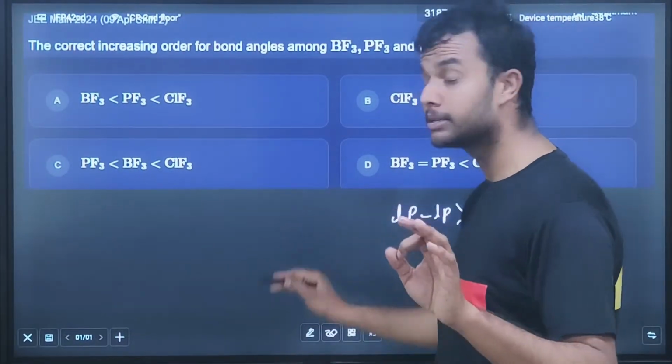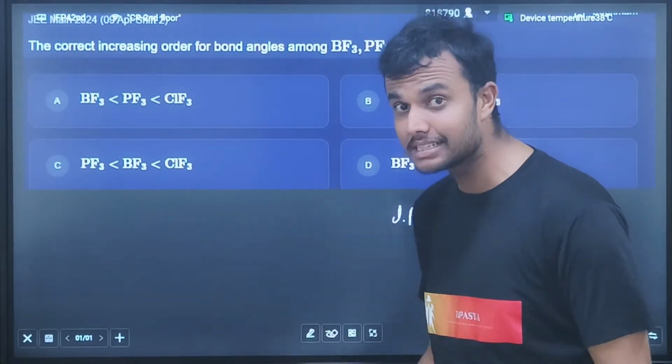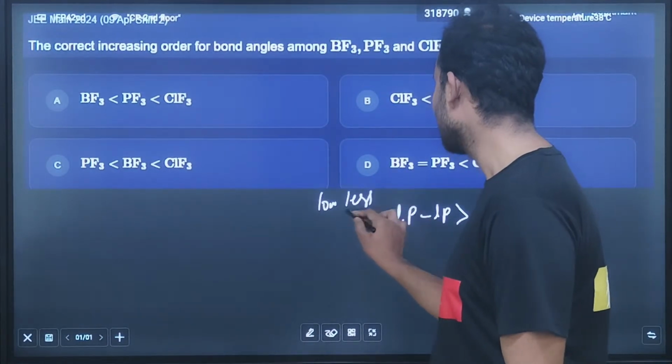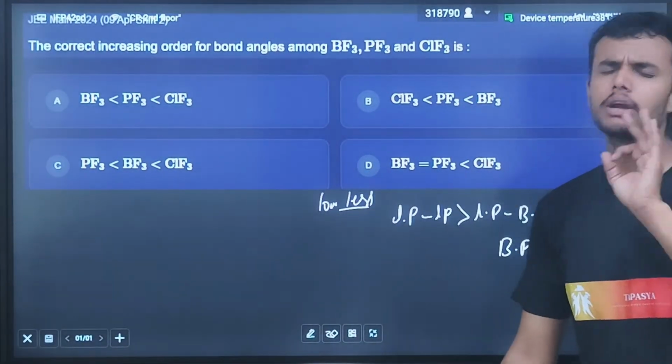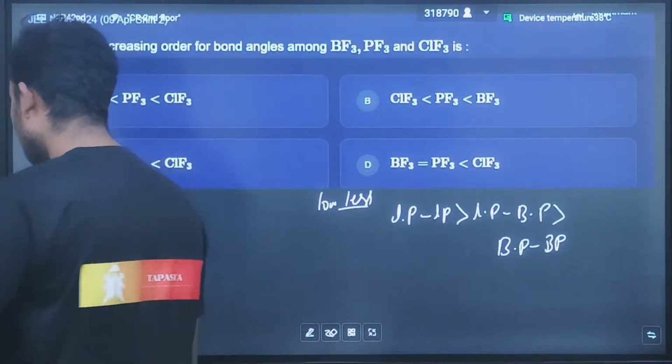The more lone pairs of electrons there are on the center atom, the lower the bond angle will be. The bond angle is less. I will give you 10 seconds, or rather, it is an easy one, take 20 seconds. Give the answer fast. Your time starts now.